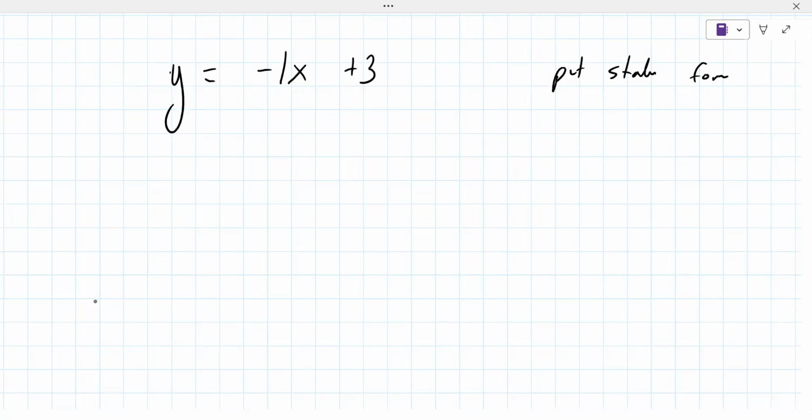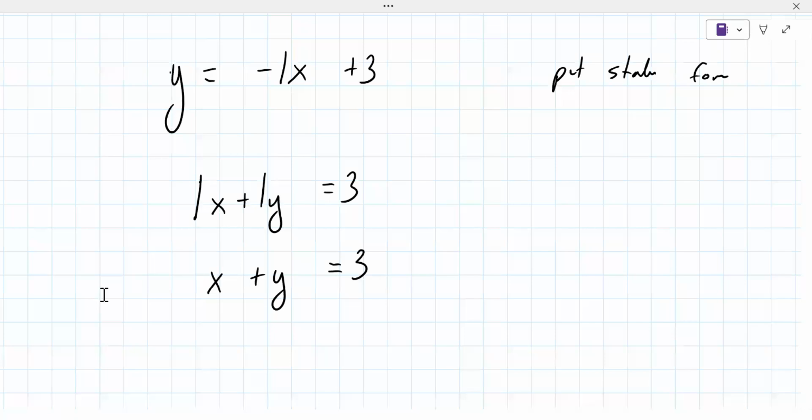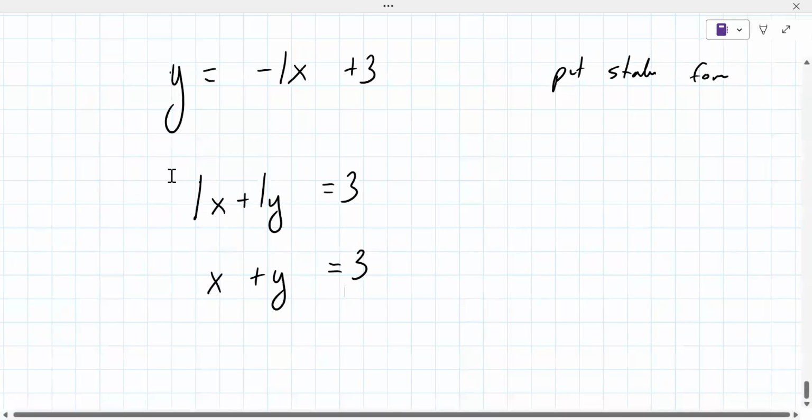One x plus one y equals 3. Now you don't have to say the 1x and the 1y. You can also do this. X plus y equals 3. Is that clear? Yes. All right.